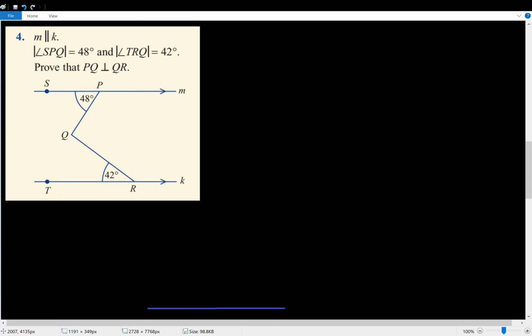This is question 4 in exercise 23.3 in Project Maths 2. M is parallel to K. The angle SPQ is equal to 48 degrees and the measure of the angle TRQ is equal to 42 degrees. We have to prove that PQ is perpendicular to QR.